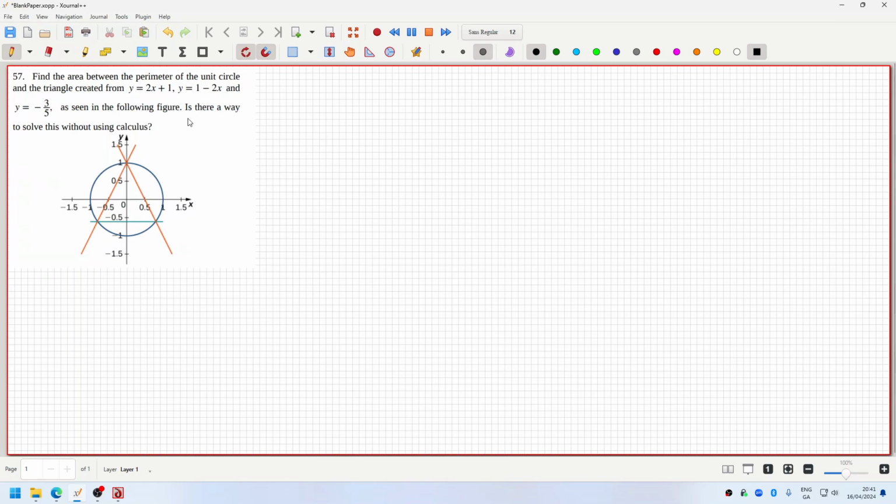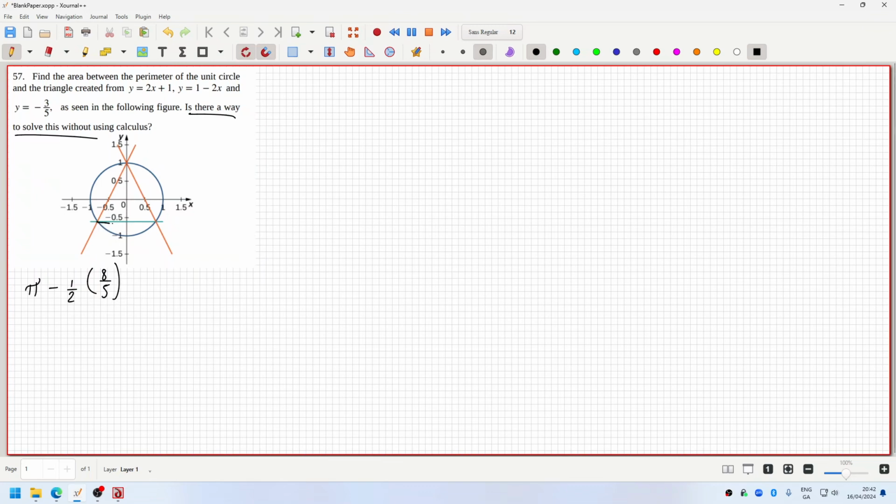Okay, actually, first let's do the second part, which is what should the area be? So that's the area of the circle, pi r squared, minus a half the base times the height. Now, the height is here. That's minus 3/5. So 1 plus 3/5. So that's 8/5.